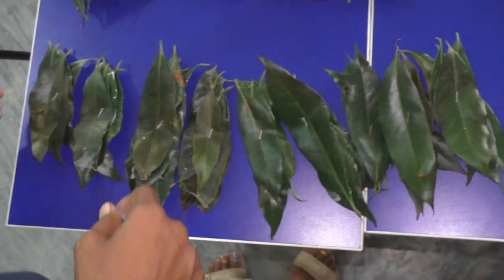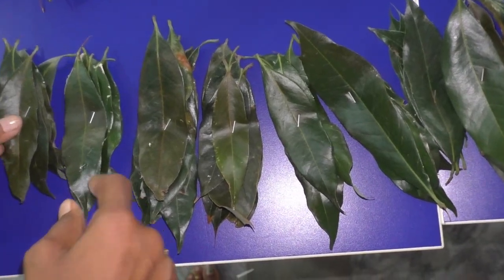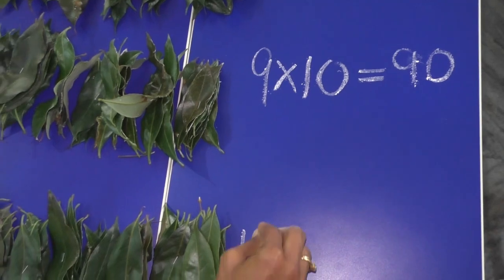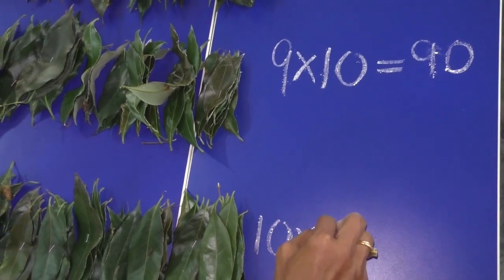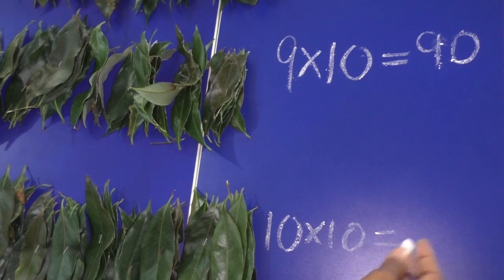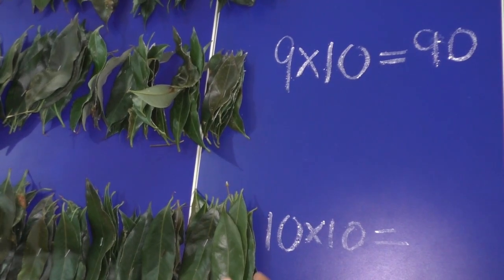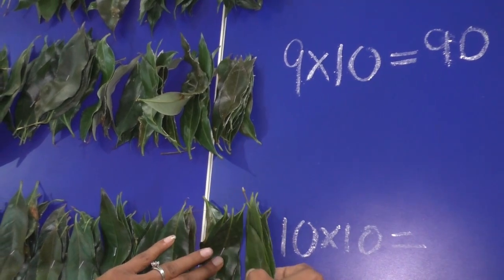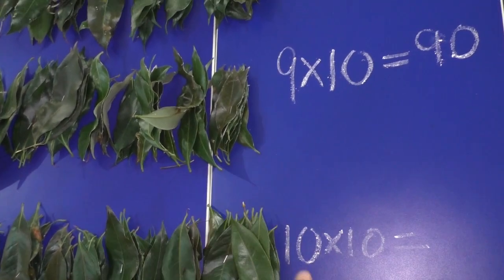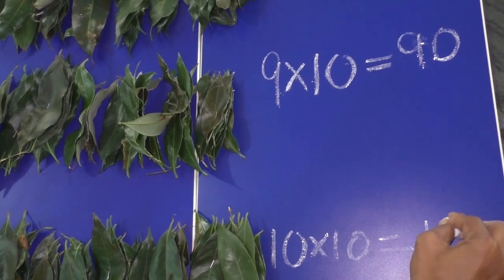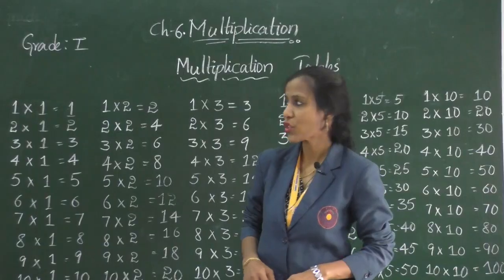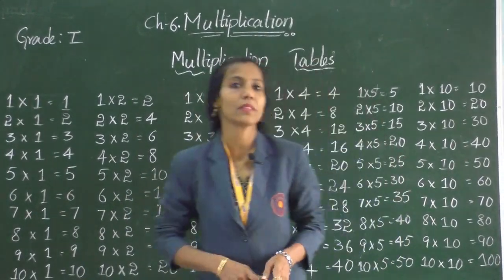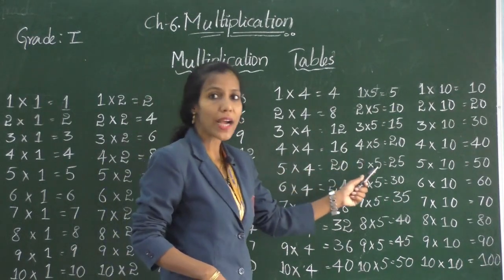Now the last one, we have 10 groups. So how do we write? We write 10 into 10 is equal to. So here 10 into 9 was 90. One more set of 10 leaves are added. So 10 into 10 is 100. So we are done with 1 table, 2 table, 3 table, 4 table, 5 table.